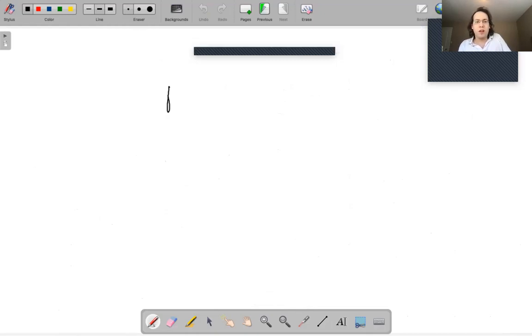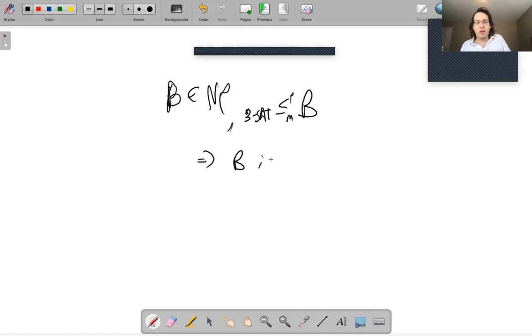Let's say we want to show a language B is NP-complete. All we need to show is that B is in NP, and that there's a mapping reduction from 3-SAT to B. So that together will imply that B is NP-complete. And this has been done for a lot of languages. And once you've done this for another language B, you can use B to prove even more things are NP-complete. They kind of proliferate like this.